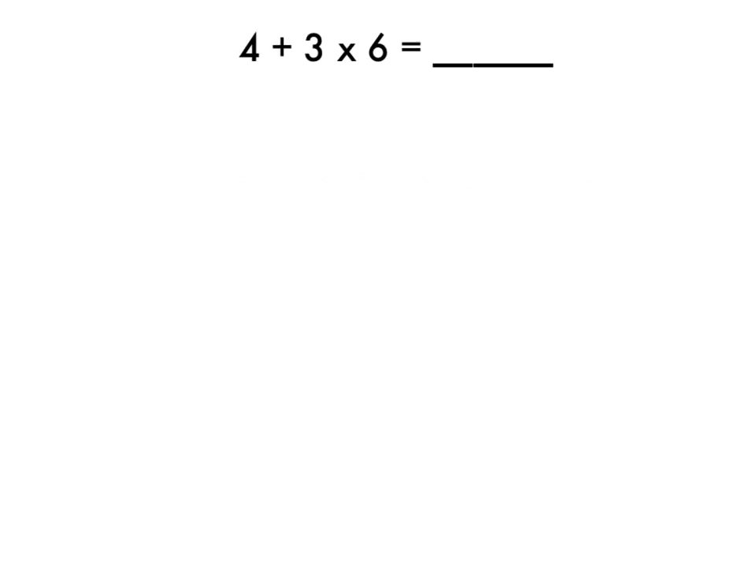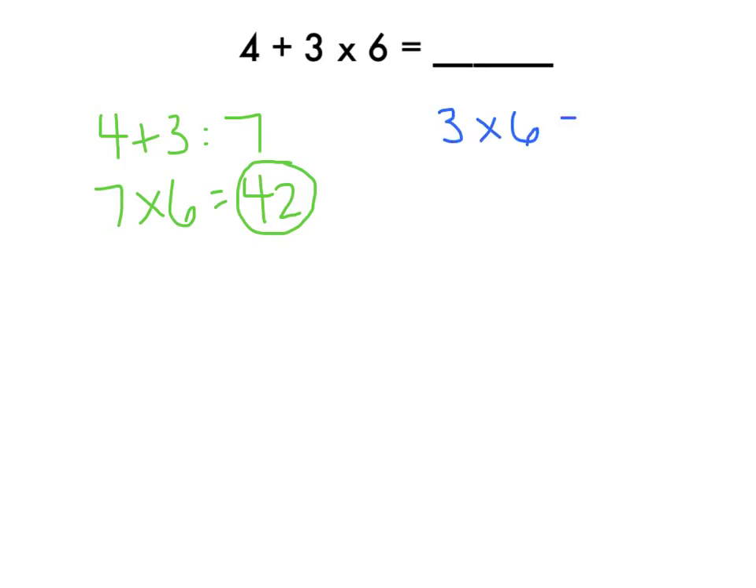Now here is a problem that I'd like you to try and solve. Some of you might have thought that the answer was 42, and perhaps this is how you solved. You did 4 plus 3 equals 7, and then you did 7 times 6 equals 42, and got your answer as 42. However, some of you might have been thinking that the answer was 22. Maybe you multiplied 3 times 6 and got 18, and then did 4 plus 18 equals 22. Confusing, right? Is the answer 42 or is it 22?